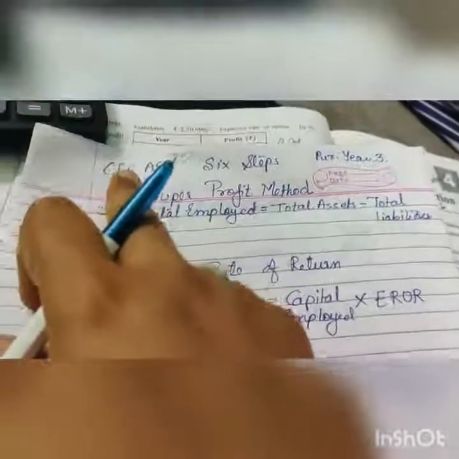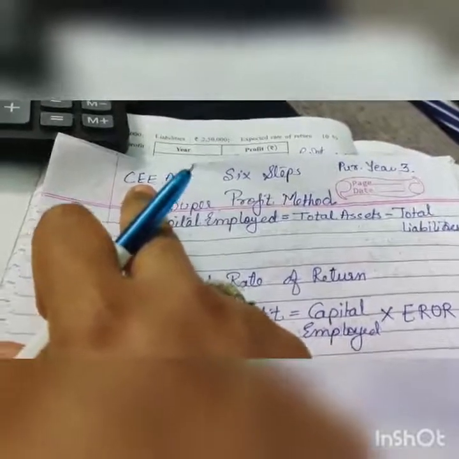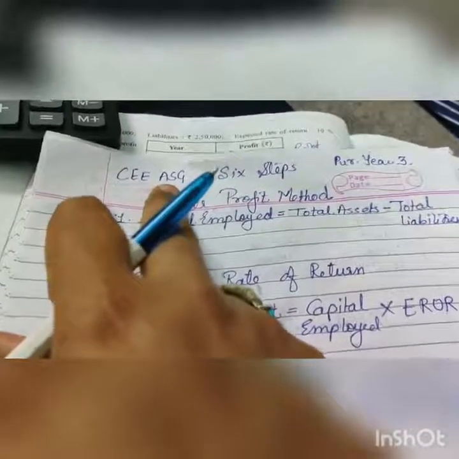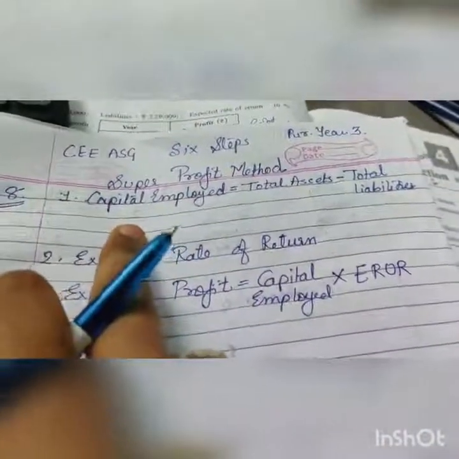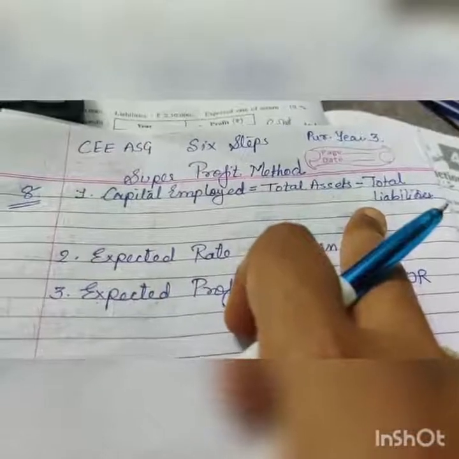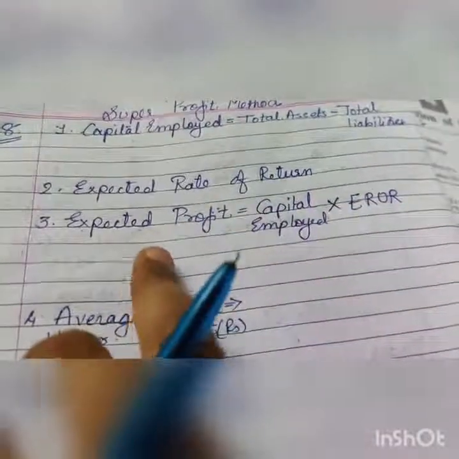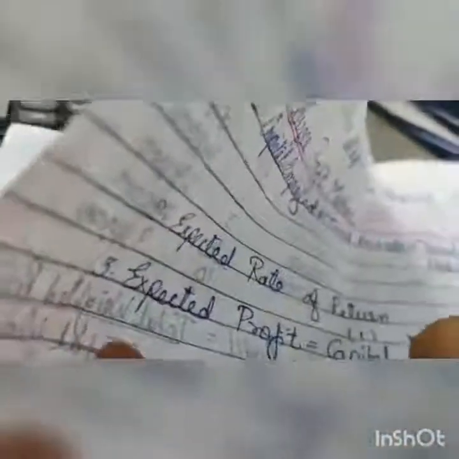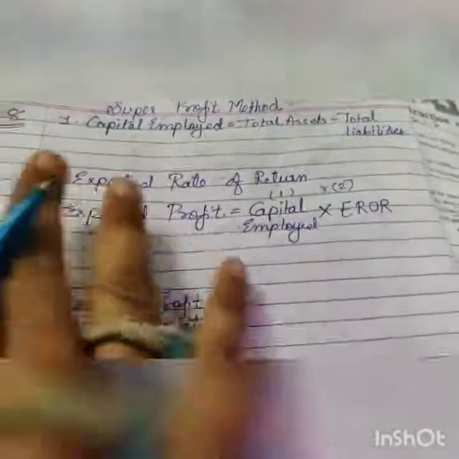See, CEEASG. C stands for capital employed, E stands for expected rate of return, again E stands for expected profit, A stands for average profit, S stands for super profit, and G stands for goodwill. Capital employed, what is it? Total assets minus total liabilities. Expected rate of return is directly given, we will just note it down. Expected profit, what is this? That is capital employed multiplied by expected rate of return, that is, number 1 is to be multiplied by number 2. Clear?